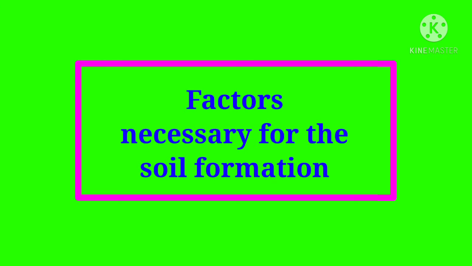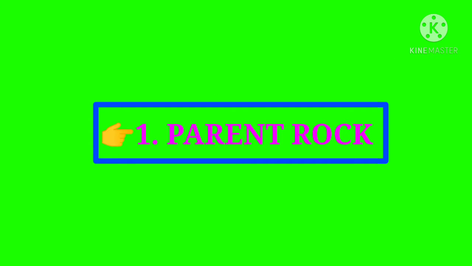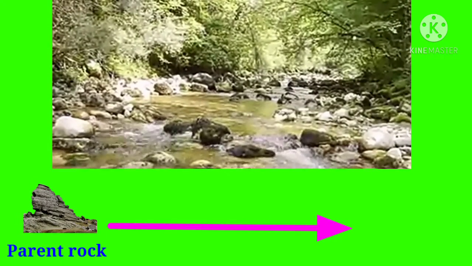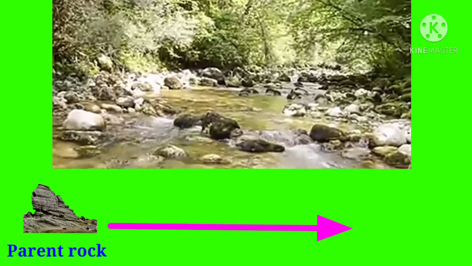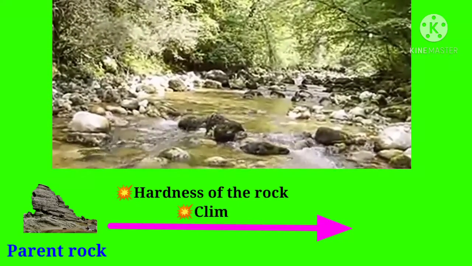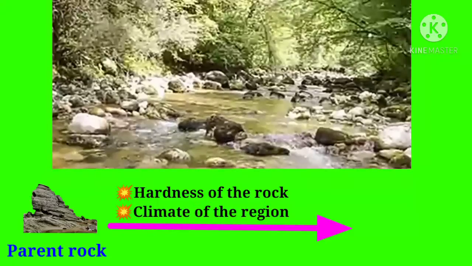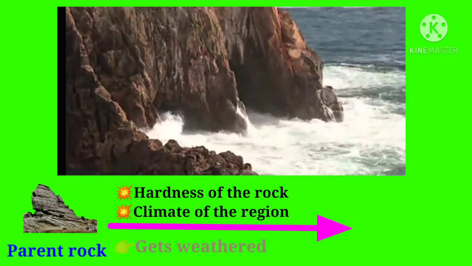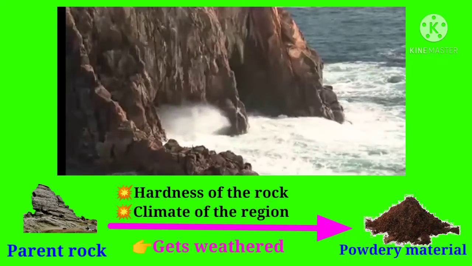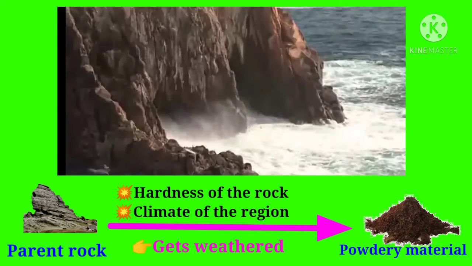Factors necessary for the soil formation. Here is the first factor, parent rock. Remember that the parent rock in a region is an important factor in soil formation. Depending on the hardness of the rock and the climate of the region, the rock gets weathered, the rock turns into powdery material, which further turns into earthy material.